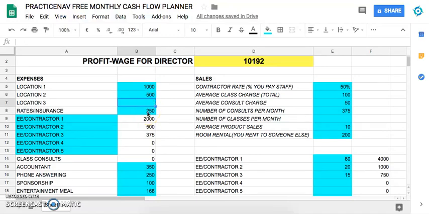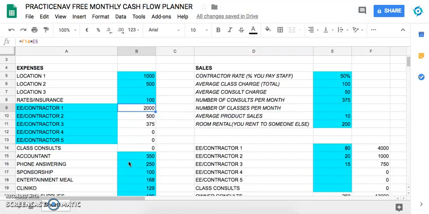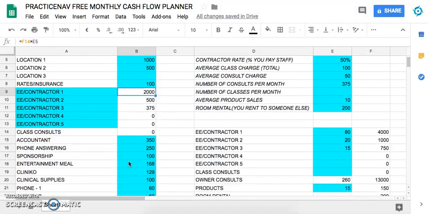Your rates and your insurance, and this is all going off a monthly figure. So if say your rates and insurance are 1,200 a year, that would be 100 a month. It's quite simple. Now, don't worry about what you pay your contractors or your employees just yet. So employee, contractor, that's contractor 1. I'm assuming you have 5, and we can add in more if you want. When you download this document, you can adjust it and manipulate it to suit whatever you want to do. The same goes for class consults. That will come over from over here, and we'll get back to that in a second.